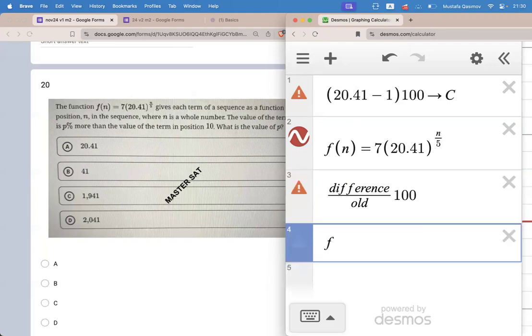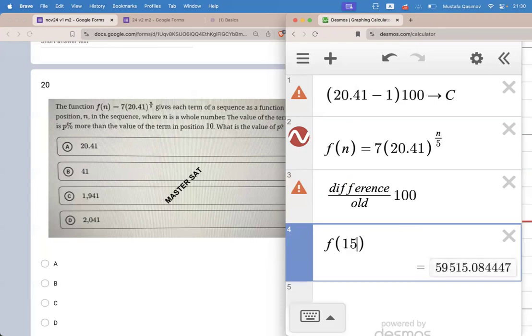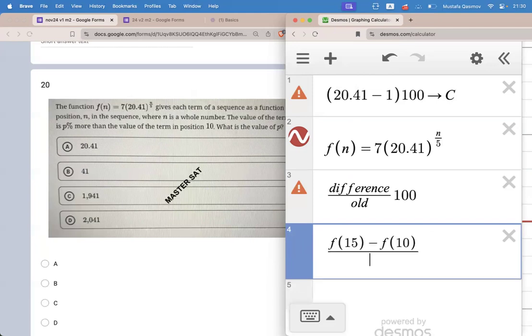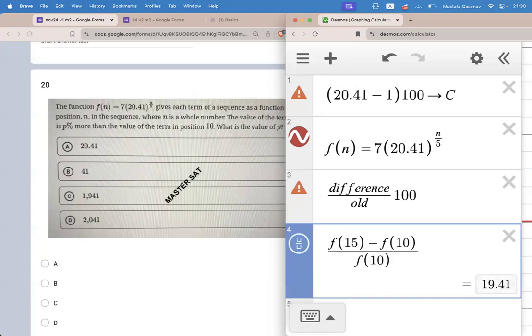So let's write f of 15 minus f of 10 over old one is f of 10, right? Because 10 came before 15. Then multiply by 100, so you will get that one.